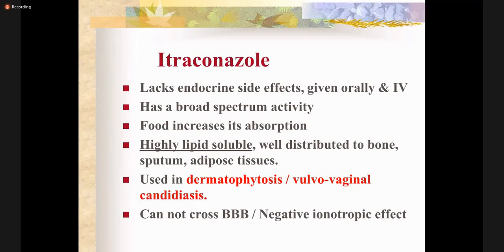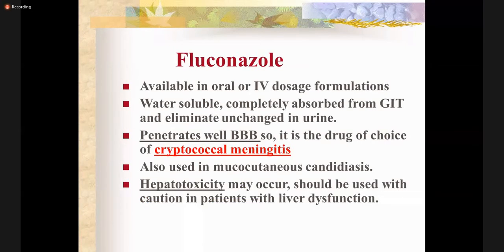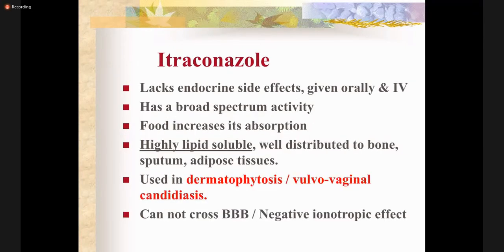Then the second drug from this group is itraconazole, and this drug is different from fluconazole in that it lacks the endocrine side effects, and it has broad spectrum activity. Its absorption is increased with food. It's highly lipid soluble, so it penetrates well into tissues like bone, sputum, and adipose tissue. Also, it is used in conditions like dermatophytosis and vulvovaginal candidiasis, and this drug cannot cross the blood-brain barrier, and it also has a negative inotropic effect.